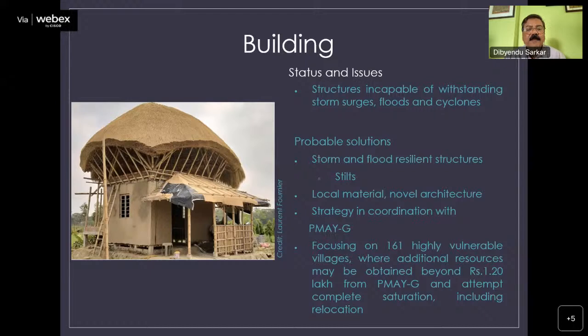Maybe local materials, maybe structures in such a fashion that wind comes and goes out, instead of being arrested by the structure and thereby weakening the structure. So that can be done.